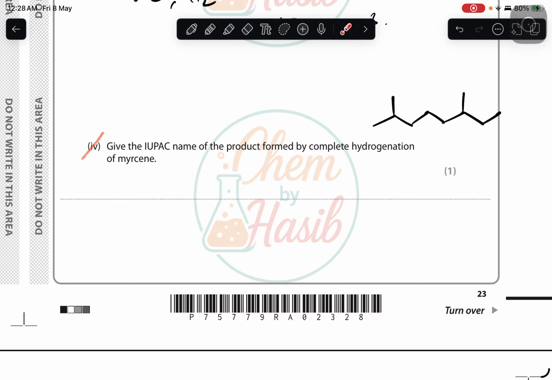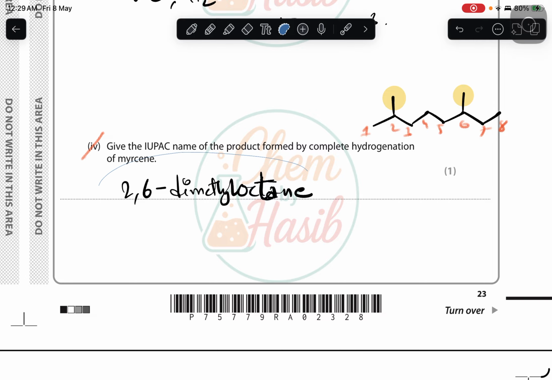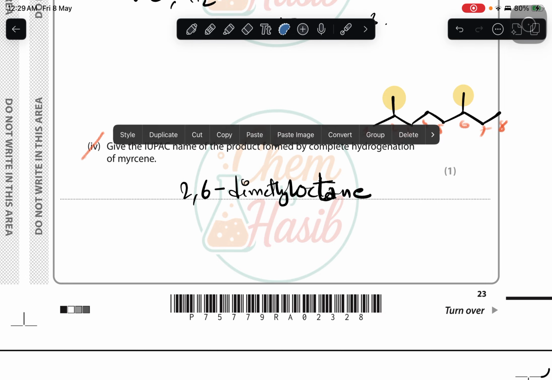So now if you want to write the name, if you look at the longest chain, there's 1, 2, 3, 4, 5, 6, 7, 8. So we'll name it octane because it's an alkane, because it's completely hydrogenated. There are 2 alkyl groups, one on carbon number 2, one on carbon number 6. So you write dimethyl. So one methyl group on carbon number 2, one on 6. So this would be called 2,6-dimethyloctane. This would be the answer. All right.